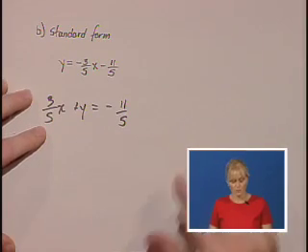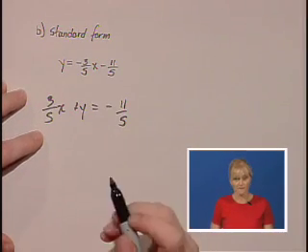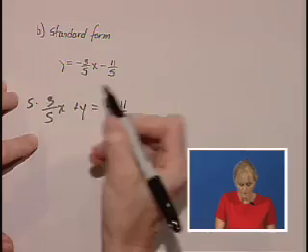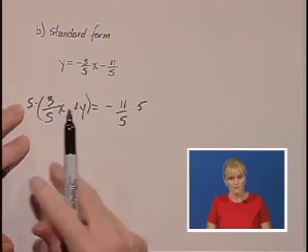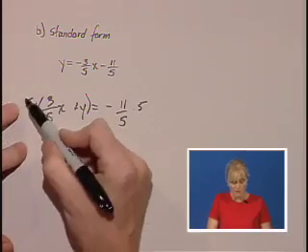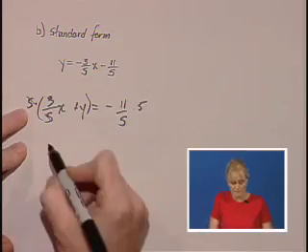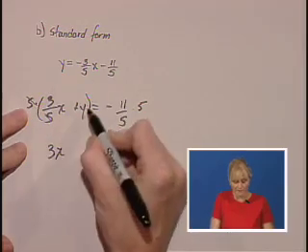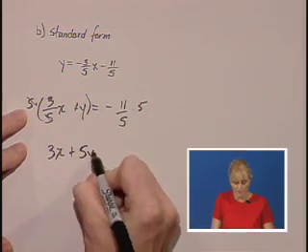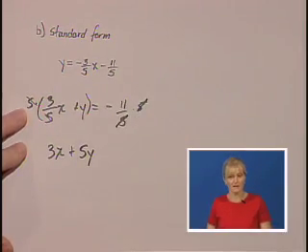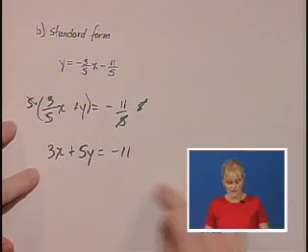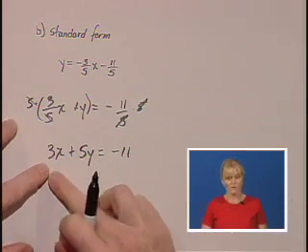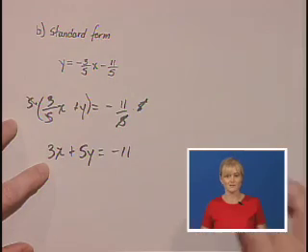To clear the denominators, we're going to multiply both sides through by 5. Put that in parentheses to indicate our distributive. Multiplying through, this first term, the 5's will cancel. We'll have 3x. 5 times y is 5y. Our denominator over here cancels, and we're left with negative 11. So we now have our standard form of 3x plus 5y is equal to negative 11.